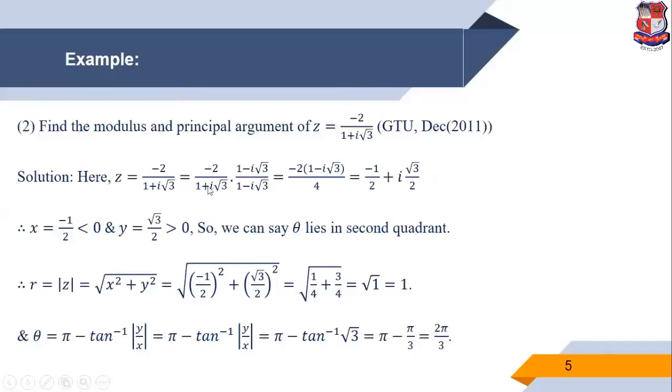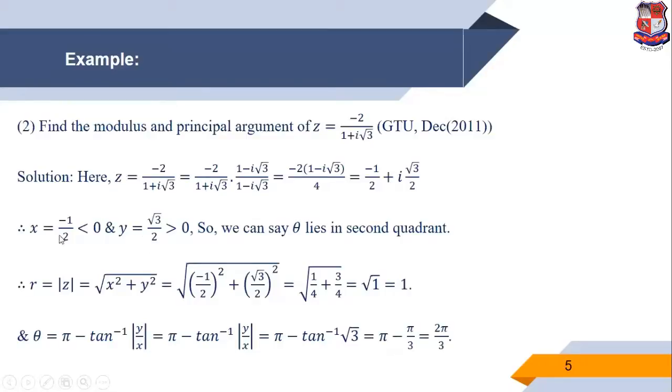Now in the denominator, (a plus b)(a minus b), we write a squared minus b squared. So 1 squared minus root 3 squared is nothing but 4. And in the numerator we multiply both, then we get this. And then we can say −1/2 + i root 3/2. So this is a complex number where the real part is −1/2 and the imaginary part is root 3/2. So we can say x is −1/2 and y is root 3/2.